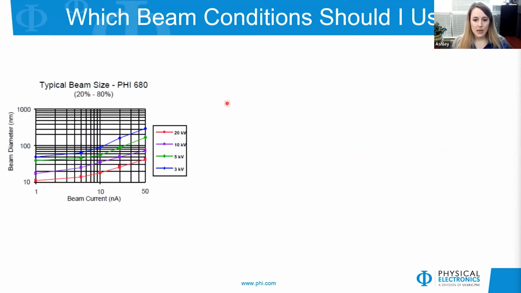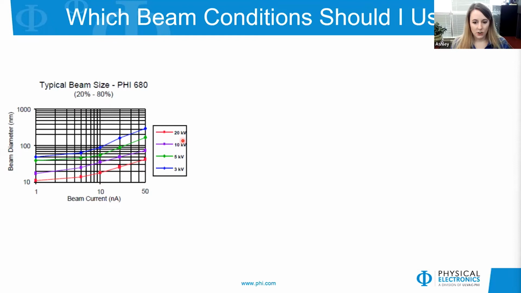For the electron beam diameter, there are a few different trends at play with respect to beam current and voltage. This diagram on the left shows trends for the beam diameter with respect to beam current on the x-axis, and the different colors of the lines represent different beam voltages. Although this data is taken from a 680 instrument, the trends are the same today.